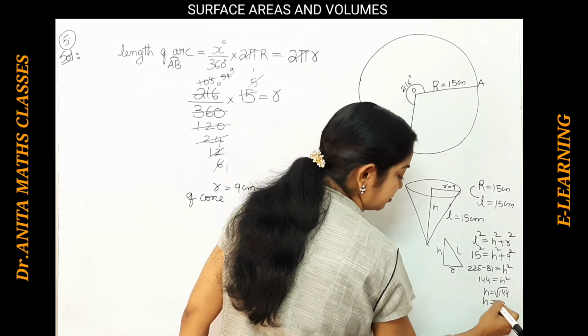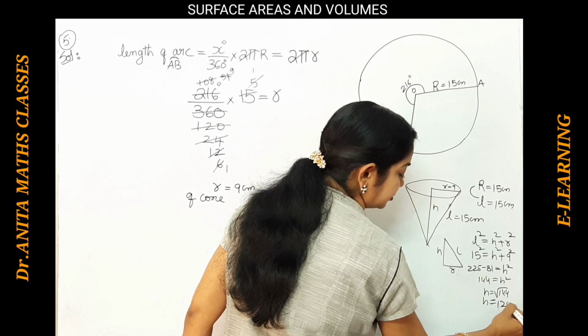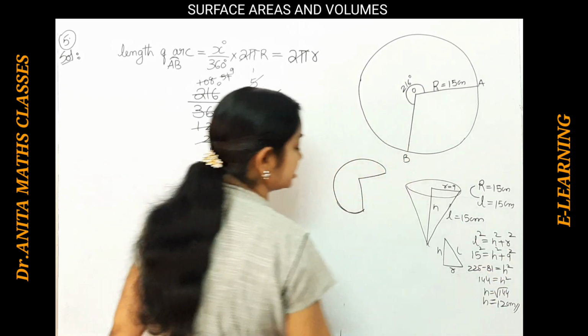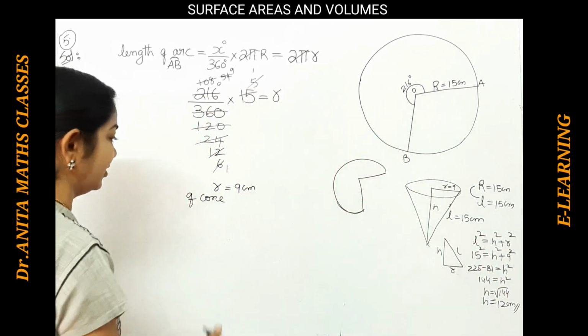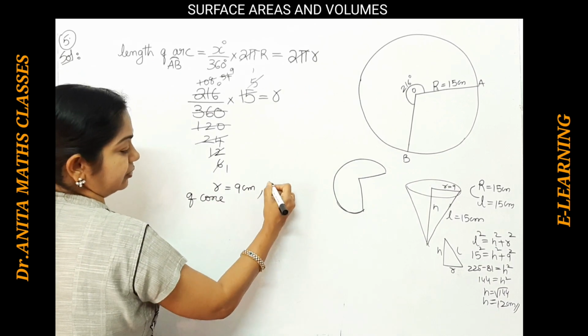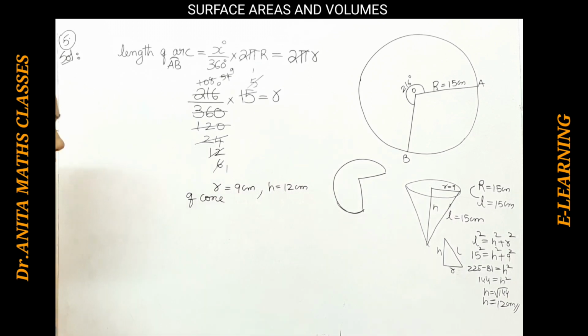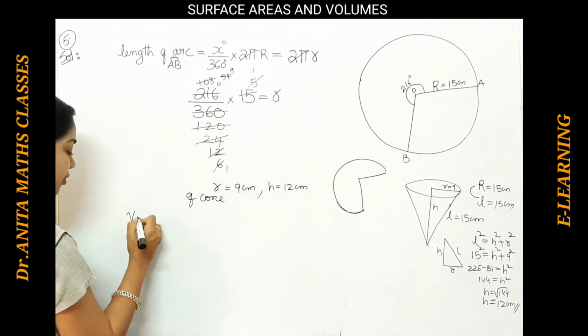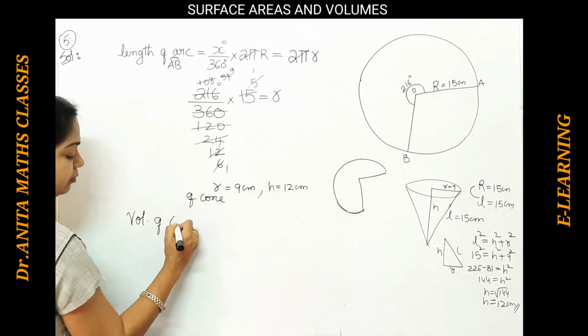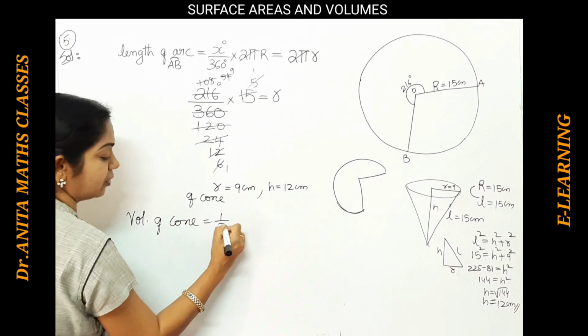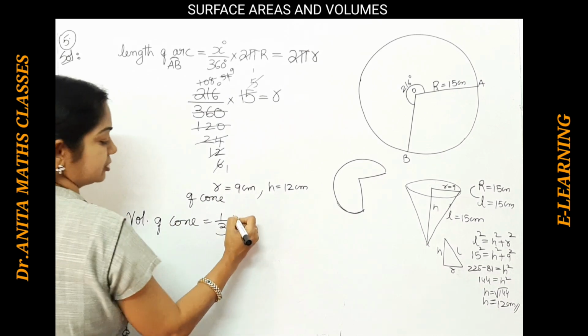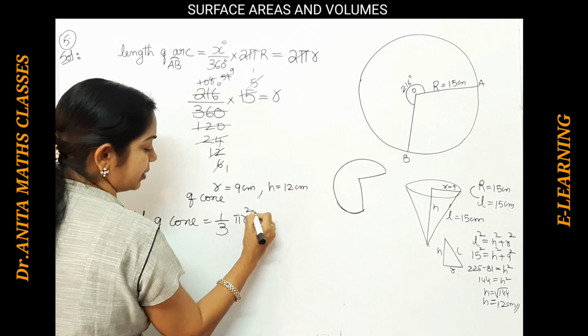Plus or minus 12, but we should not take minus. So this is in centimeters. Because it is a measurement, we have to take the positive value. So r we know and the h value is 12 centimeters, which we have found out from the Pythagoras theorem. Now we have to find the volume of the cone. Volume of cone equals 1/3 the volume of the cylinder. So 1/3 pi r square h.